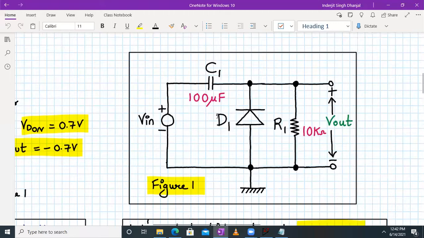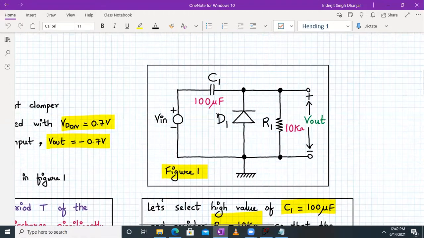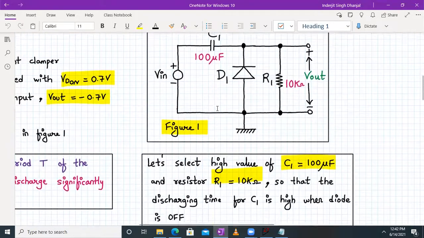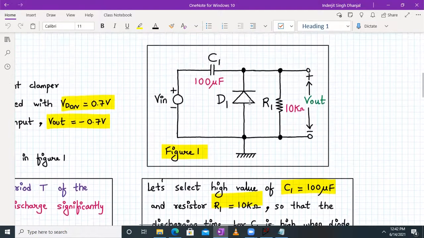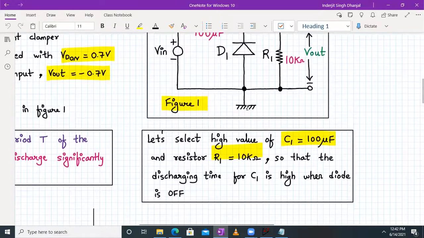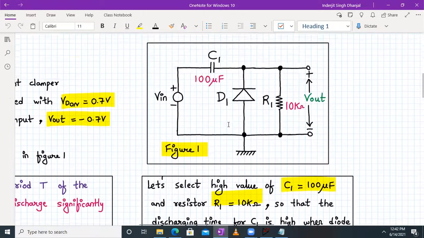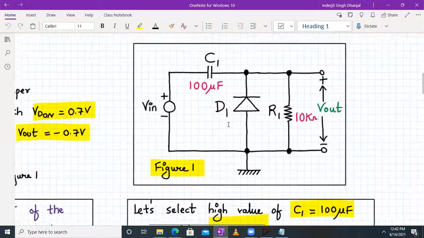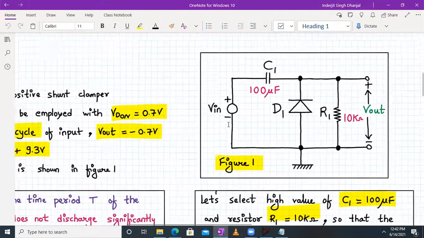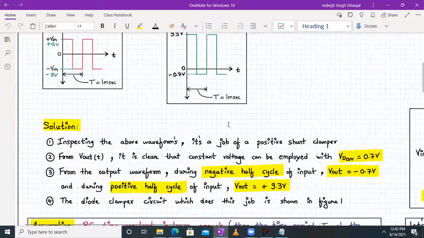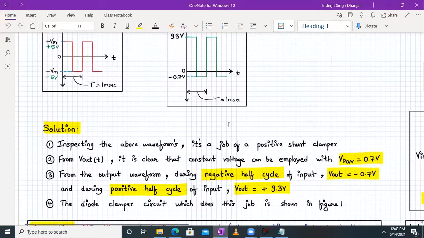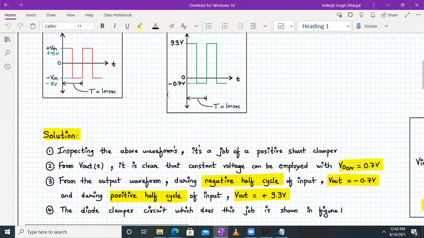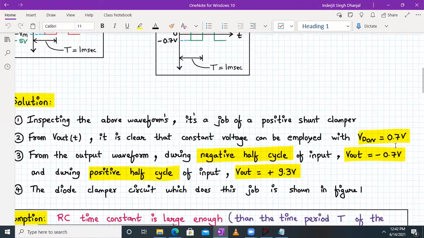So we have taken the value of capacitor and resistor over here. Now, since we want the discharge time to be high, we are taking a higher value of capacitor, around 100 microfarad, and a resistor of 10 kilo ohms, so that the discharging time is high when the diode is off. So that's my circuit for the clamper. Over here, we have observed that output is 9.3 for the positive half cycle, and for the negative half cycle, it's -0.7. So we are employing a constant voltage model over here.